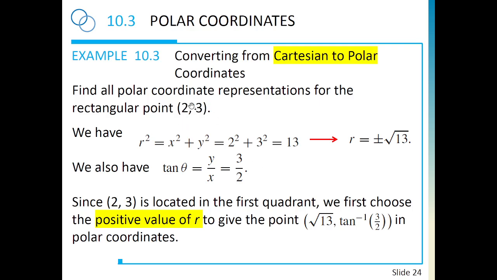Now this point is in the first quadrant. So when you take tan inverse of 1.5, the answer will be in the first quadrant. So by choosing r positive, you're fine. There's nothing special there.